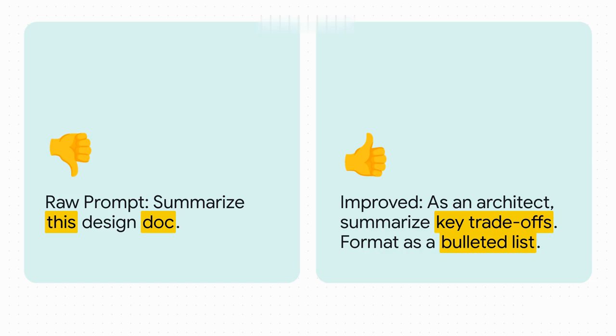We gave it a persona, as a senior architect. We gave it context, for a technical review. The task is now super specific. Summarize the key trade-offs. And we even added a formatting constraint. Format as a bulleted list. All that ambiguity from before, poof, gone.